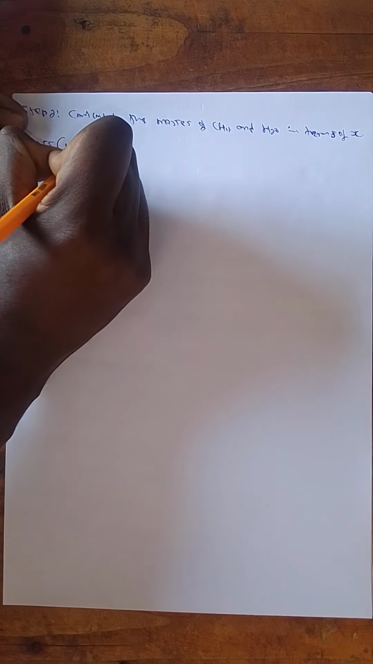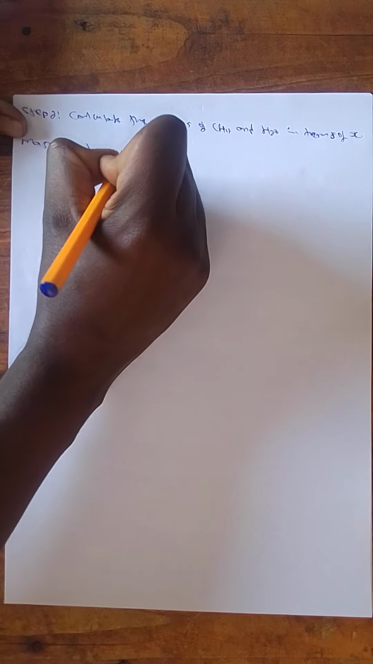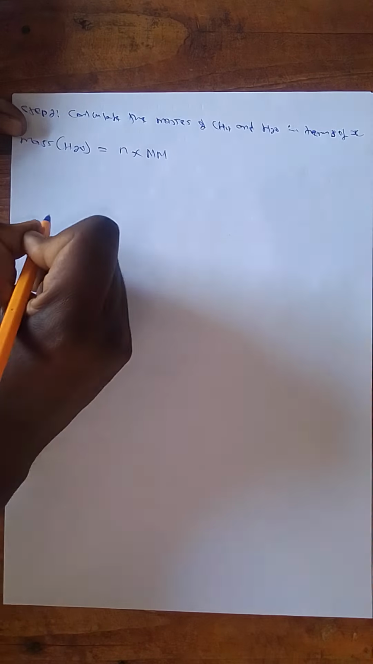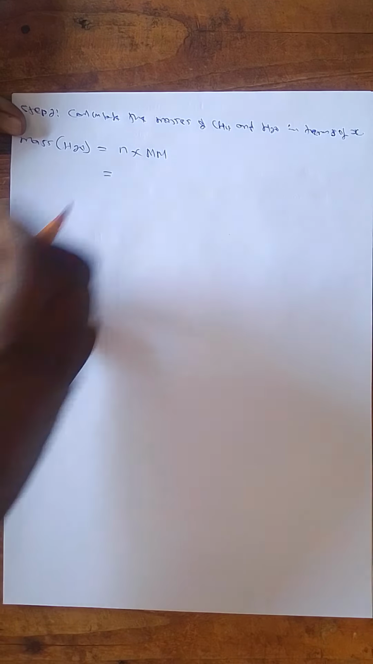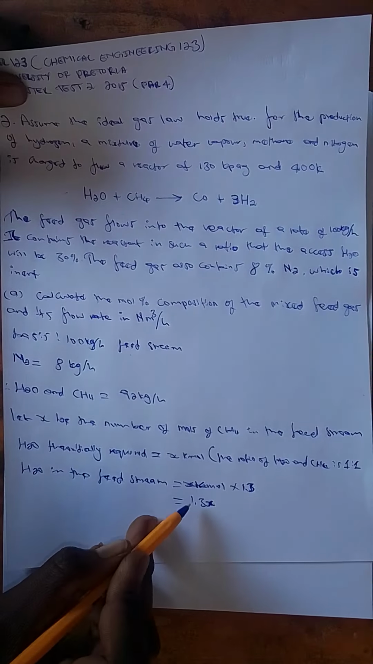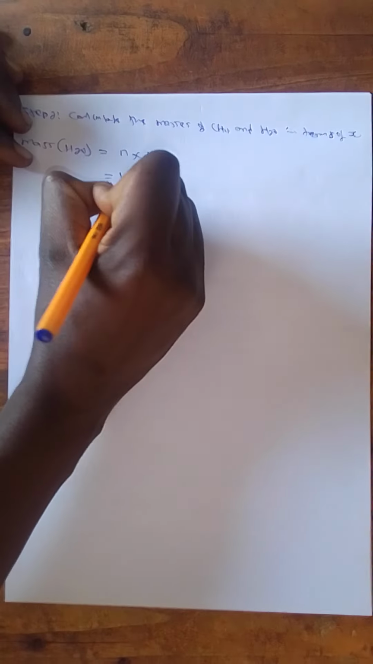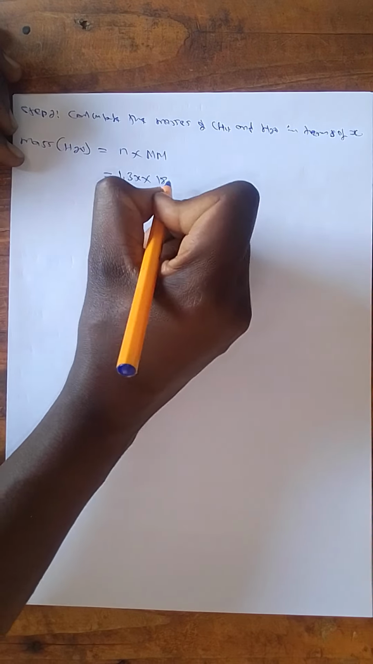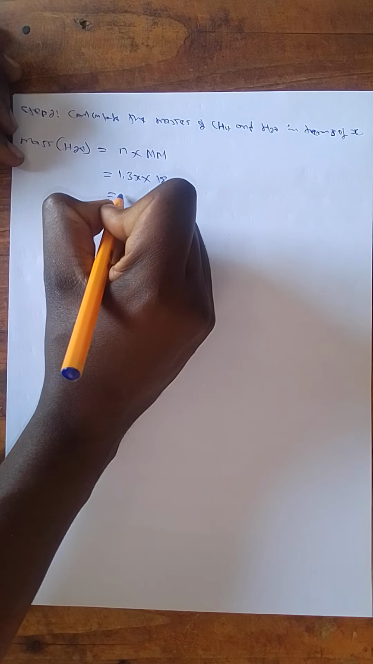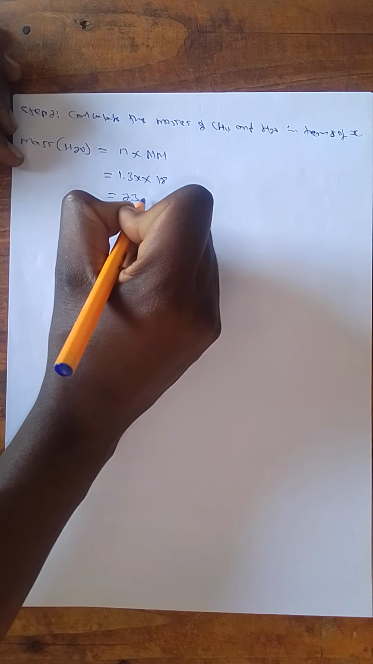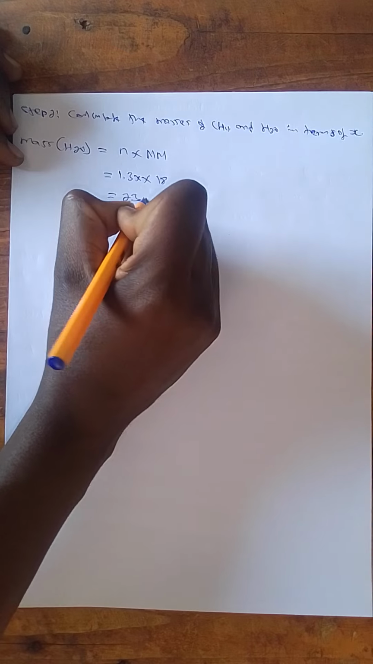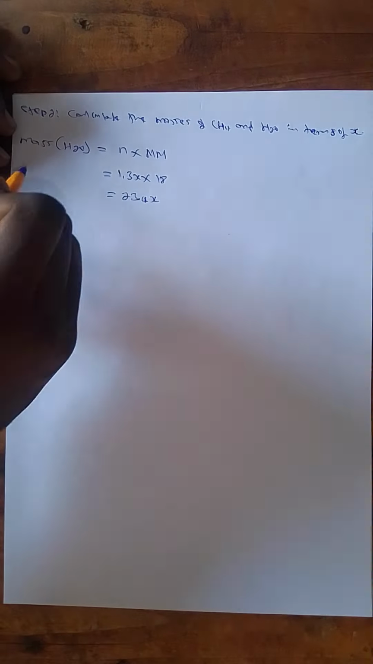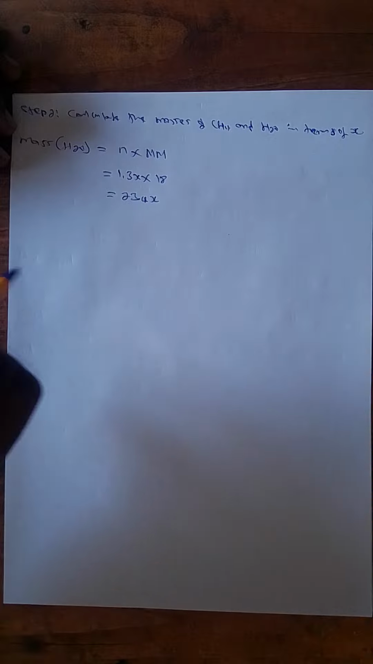So we can say the mass of H2O is equal to the number of moles multiplied by the molar mass. What is the number of moles? The number of moles in terms of x is 1.3x. So 1.3x multiplied by the molar mass of water, which is 18. If you use your calculator, it's going to give you 23.4x. This becomes the mass of water in the feed stream in terms of x.